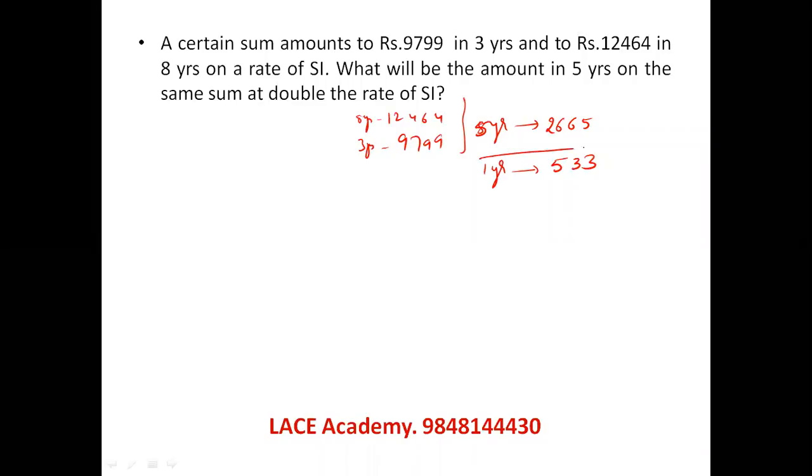Every year interest is 533. So 3 years interest will be 1599. That means in 9799, 1599 is the interest. So 8200 is the original principal.